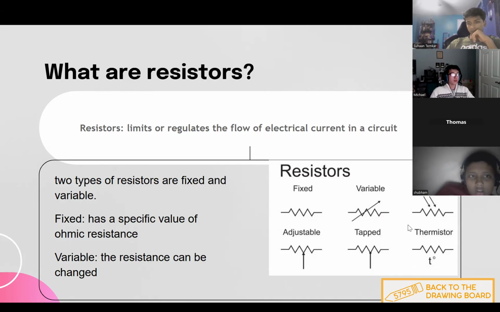And then these other types are not as important. Adjustable, tapped, and thermistor. I mean, they're very important, but there's just more types of resistors that you can use. And a thermistor is a very common one.